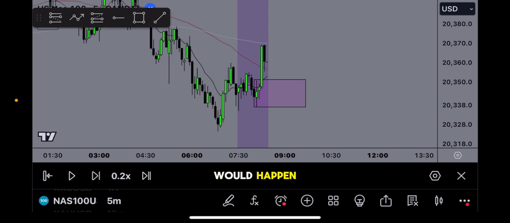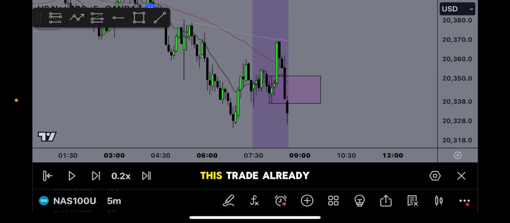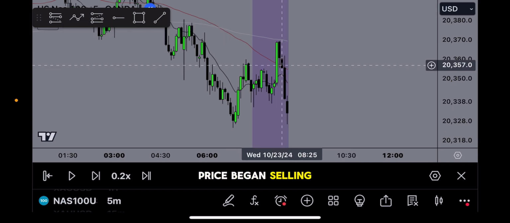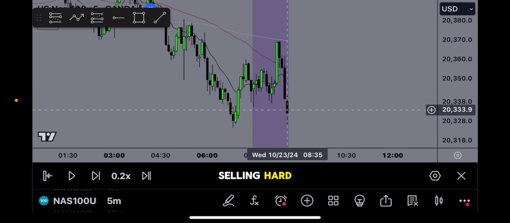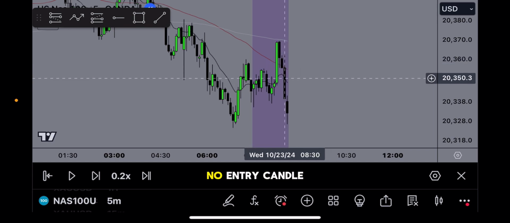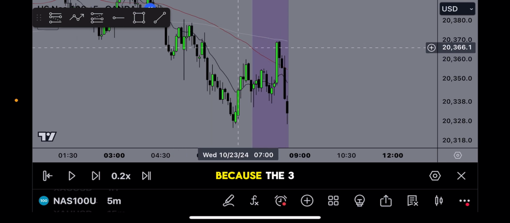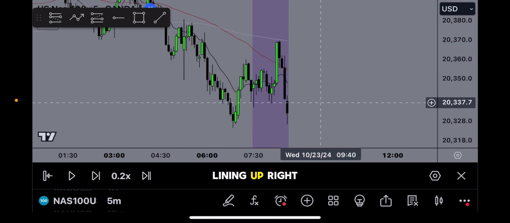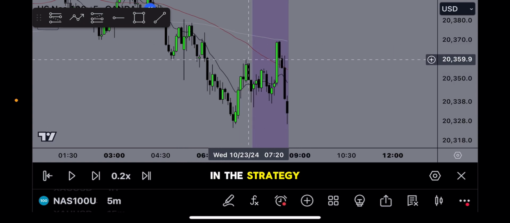Let's see what would happen. Boom, here price broke the zone. So once price broke the zone, this trade already becomes invalid. Boom, and guess what? Price began selling hard, even though it gave us these confirmations in this demand zone. Price is selling hard, and if you would have got in this trade, even though it didn't give us an entry candle, you would have lost some money. Why? Because the 3 MAs are not lining up, right? So that's why the 3 MAs play a very important role in this strategy.